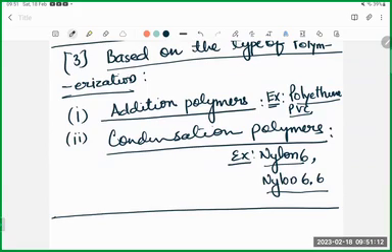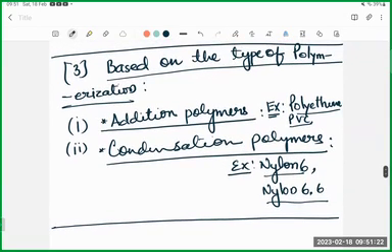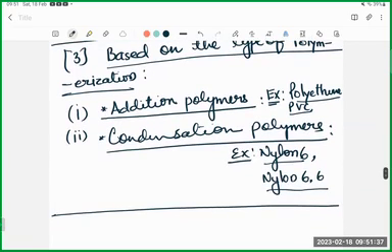So addition and condensation polymers, we'll talk in detail about them as they are in our syllabus. As I said, the whole chapter is around four topics: based on the source, based on the structure, based on the mode of polymerization, and based on the interaction present between them. The whole chapter is based on these four topics. Okay, so we are done with this type.